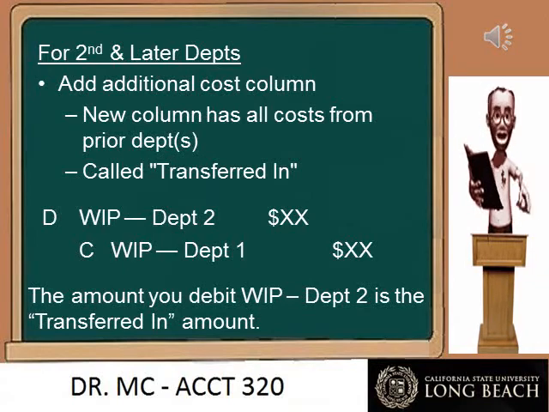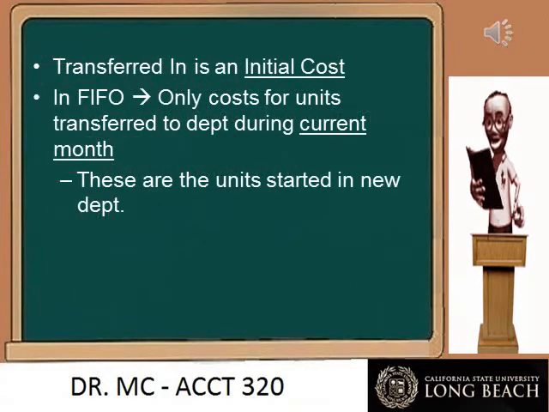Remember that transferred in is the cost from the earlier departments, and all of the units being transferred have been completed by the earlier departments. They therefore get a full share of the earlier department cost as soon as they enter the next department. For example, as soon as units are transferred to Department 2, they have all of the Department 1 costs that they are ever going to have. Transferred in is therefore always treated like an initial cost. The problem doesn't have to tell you this. It is always the case.